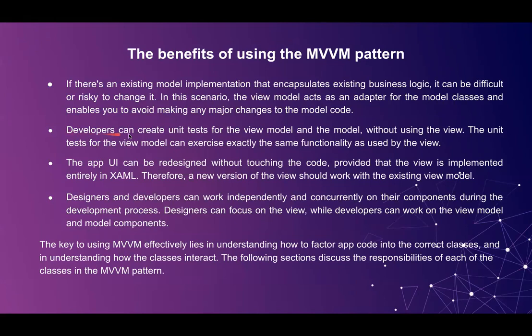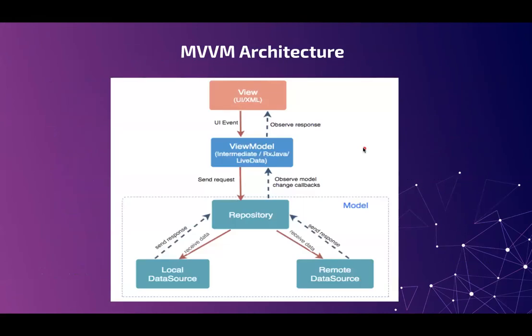The next thing is developers can unit test the view model and the model without using the view. The unit test for the view model can exercise exactly the same functions used by the view. Okay, so this is one of the huge improvements, or huge plus points, that I see in the MVVM architecture.